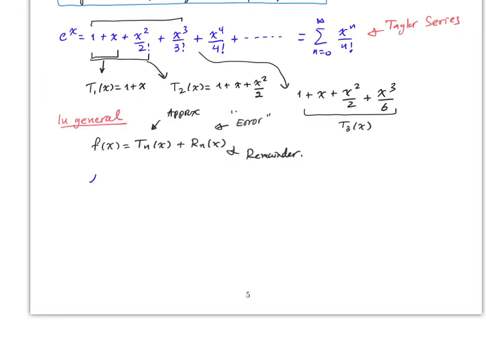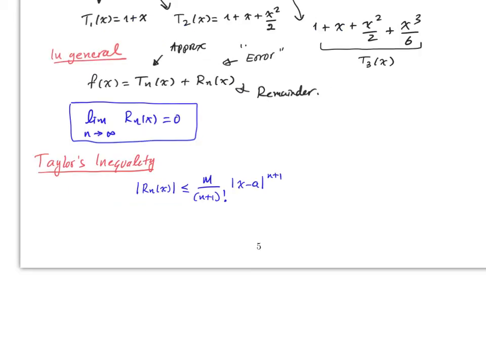with the property that the limit as n goes to infinity of Rn of x is equal to 0, okay? Which makes sense, because as you go to infinity, this keeps getting smaller, smaller, smaller. Now, like I said, the remainder is supposed to go to 0.